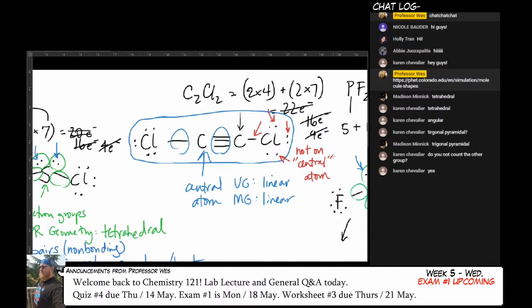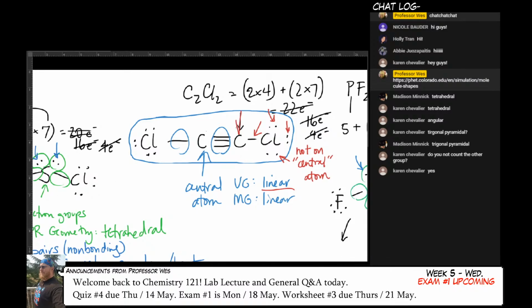Now, that geometry is only true for this region of space. So what this is telling us is that the geometry from this C to this chlorine and to this other C will be linear. What happens past that could be anything else. And so what we need to do in that case is consider a different central atom.